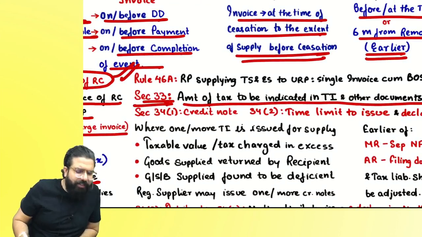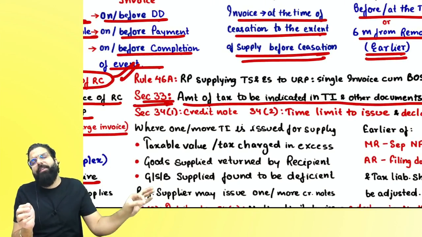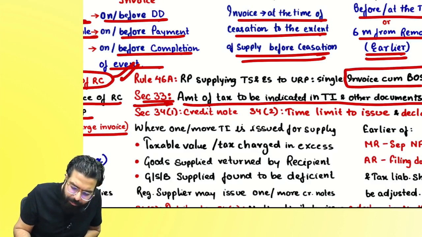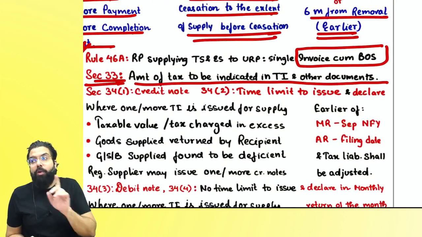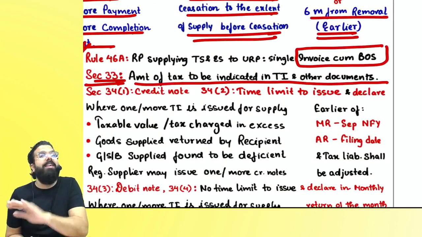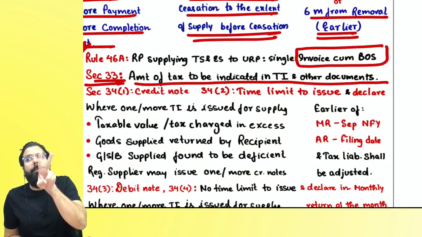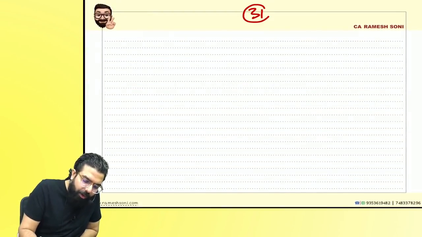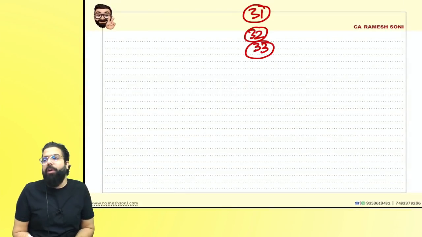There is one rule number 46A over here, which says if you are a registered person supplying to an unregistered person, taxable and exempt supply both, you can issue one document. The name can be invoice cum bill of supply, right, everyone? But remember, rule number 46A is not applicable when you are making supplies to a registered person. It is only applicable when you are supplying to an unregistered person, when you are supplying taxable supply and exempt supply both. I told you about section number 31 over here, 32 which told prohibition, 33 which told amount of tax to be shown separately.